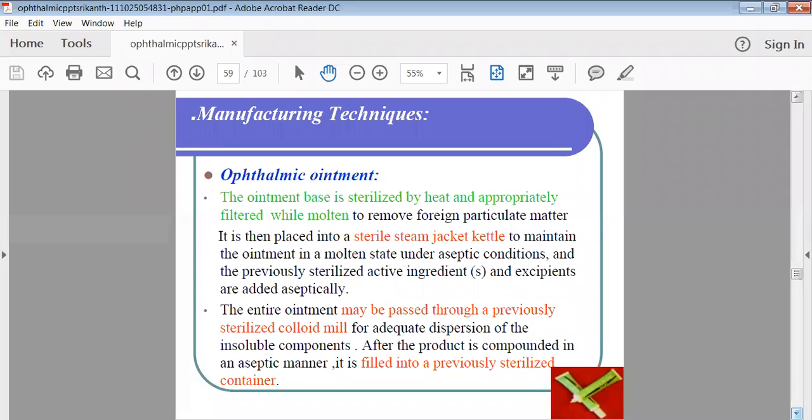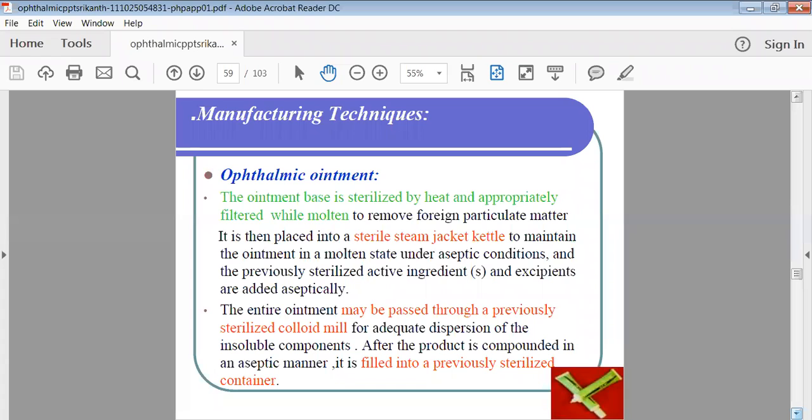Now, manufacturing of ophthalmic ointment. These ophthalmic ointments are prepared just prior to use. Whatever the base is, it will be sterilized by the heat sterilization method. Then it will be filtered for the removal of any foreign particles. After that, we mix the other ingredients, which are already sterilized, with the molten ointment base, and we have to mix it thoroughly until a uniform mixture is obtained.